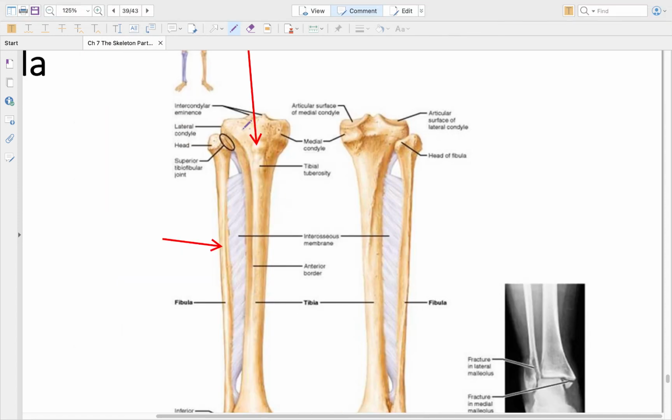Articular surface of medial condyle. Medial condyle of the femur. Articular just means they connect. The joint surface of the medial condyle here. Joint surface of the lateral condyle. So this is going to be towards the middle of the body. This is on the outside, right? Okay, so the lateral condyle.